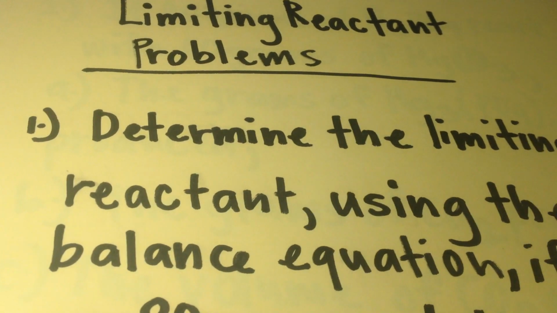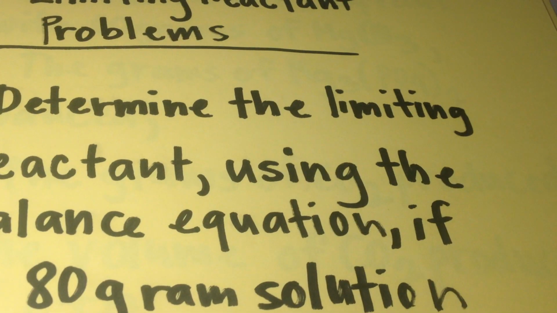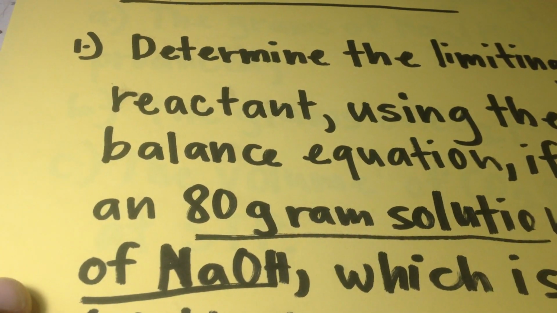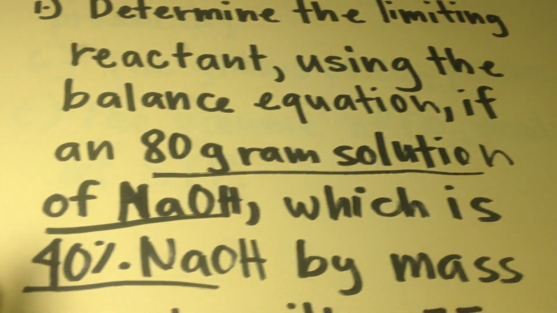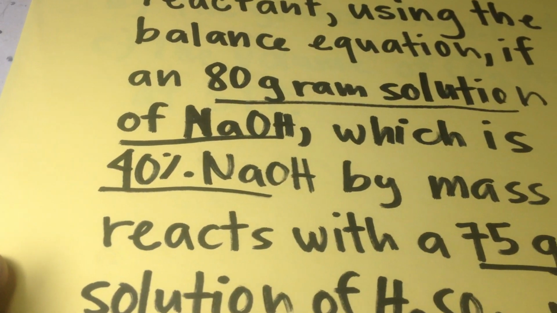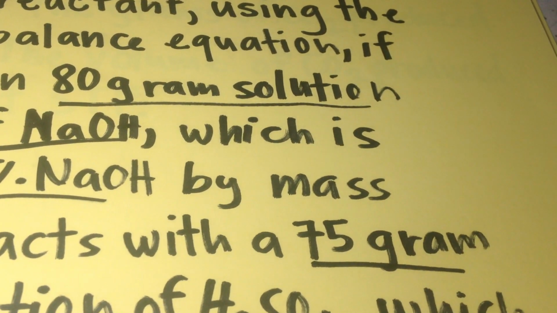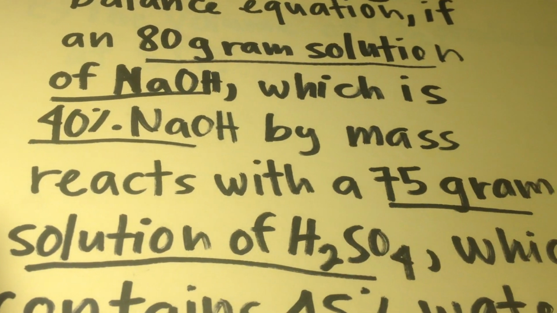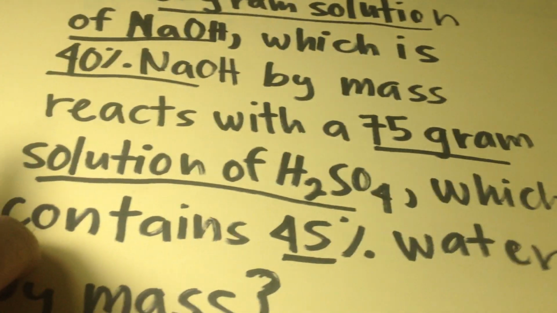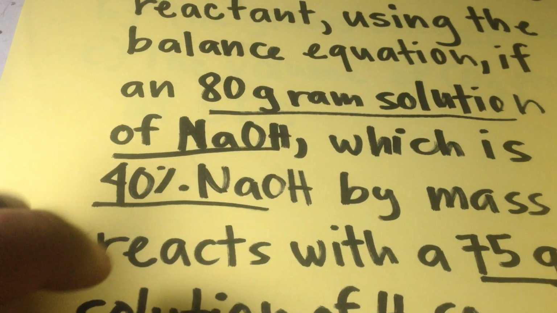In this video, we're going to solve limiting reactant problems. So in number 1, determine the limiting reactant using the balanced equation. If an 80-gram solution of sodium hydroxide, which is 40% sodium hydroxide by mass, reacts with a 75-gram solution of sulfuric acid, which contains 45% water by mass.